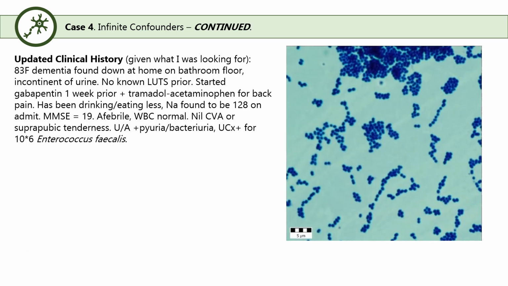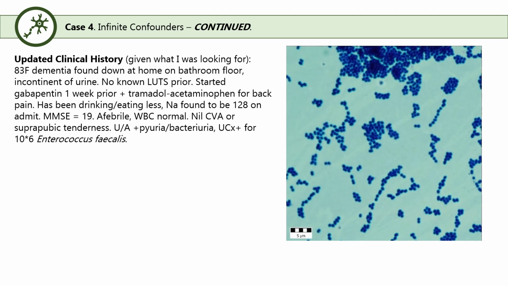Knowing what to look for, we find that an updated vignette is our 83-year-old female found down at home on the bathroom floor, incontinent of urine, no known lower urinary tract symptoms prior, and started gabapentin and tramadol acetaminophen 1 week ago for back pain. The patient has been eating and drinking less than usual and has a sodium in hospital found to be 128. Her MMSE is 19, she's afebrile, has a normal white count with nil CVA tenderness or suprapubic tenderness.